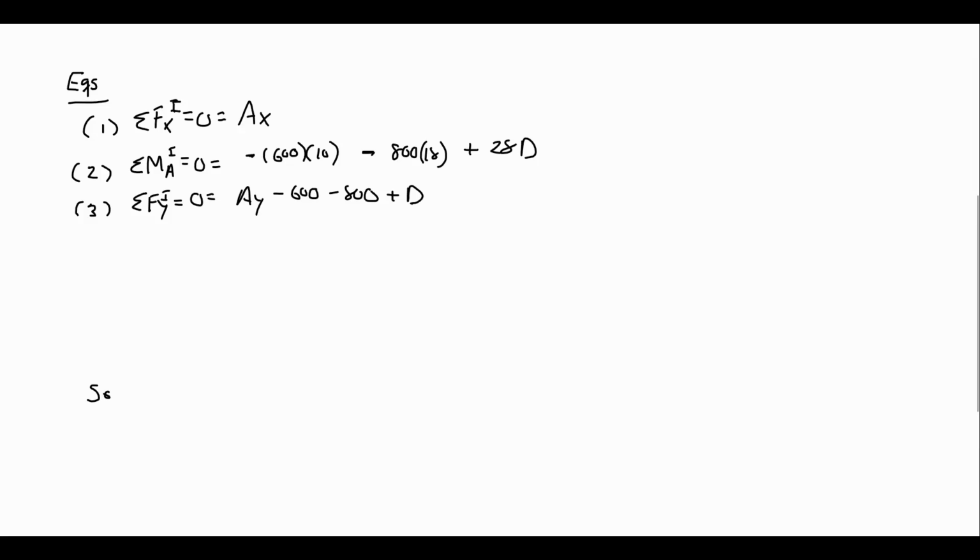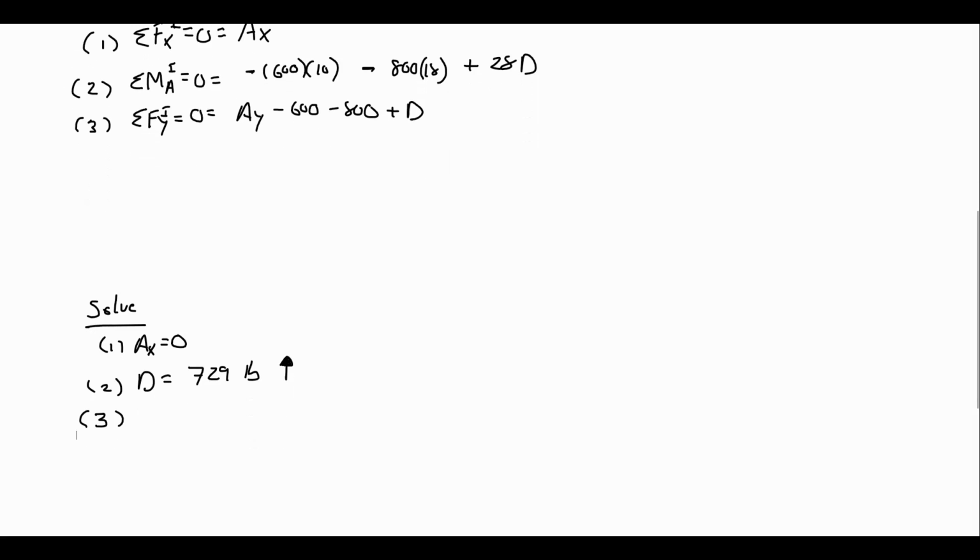Equation 1 already is telling us AX is 0. In equation 2, the only unknown is D, so D is going to be 729 pounds. And it's a support, so I'll put its direction as up, which it has to be for this one. In our third equation, now that we know the value of D, we can find the value of AY. AY will be 671 pounds. It's positive, so it also turns out to be up, but AY could have been up or down.